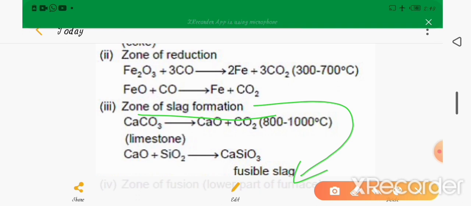In this fusion zone, the calcium carbonate decomposes to form CaO plus CO2. Then CaO plus SiO2 gives CaSiO3, that is slag. Next, Fe2O3 in the presence of CO will be converted into iron, that is the reduction zone, the last zone. Here we get pig iron. This iron is known as pig iron.